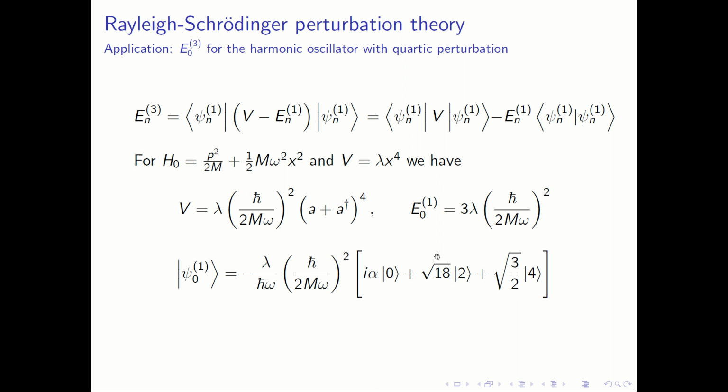And just to remind you, these two factors, root 18 and root 3 by 2, we could calculate using perturbation theory. But the factor in front of ket 0, the only thing that perturbation theory coupled with conventional normalization told us is that this has to be purely imaginary. So this alpha here is a real number. But any real number is possible.